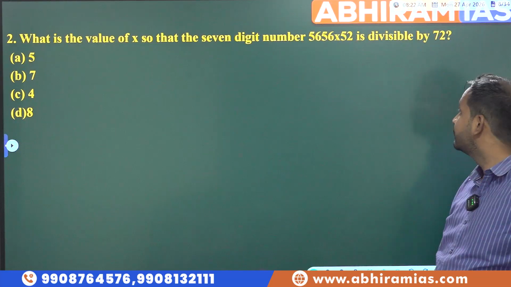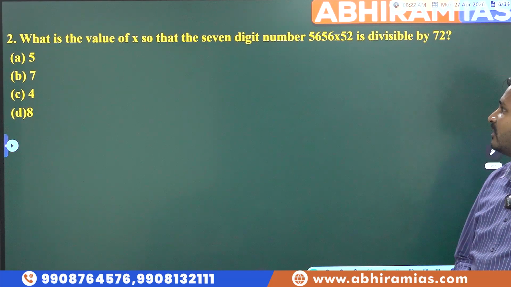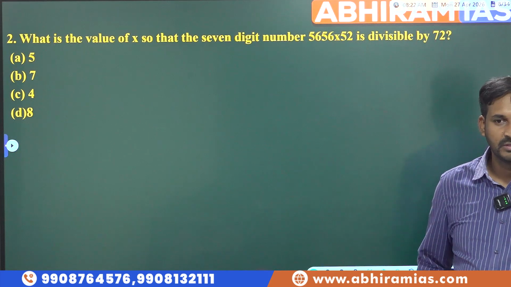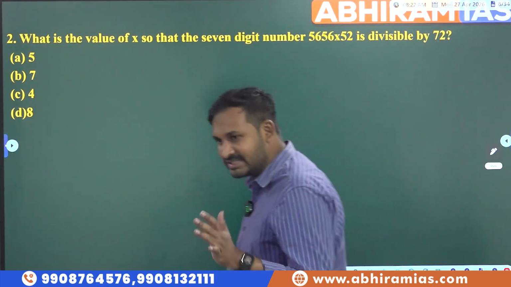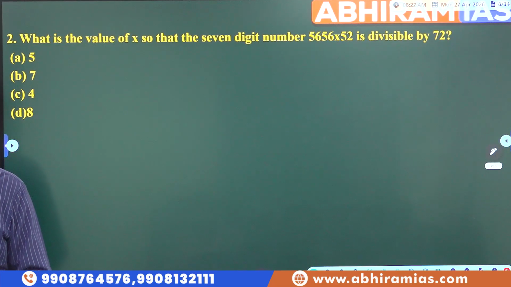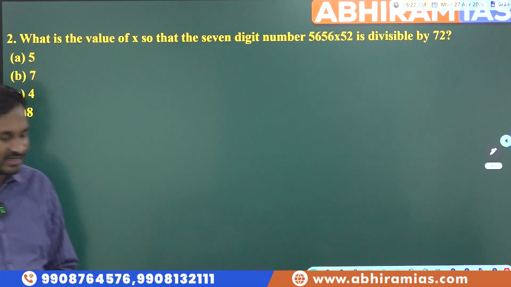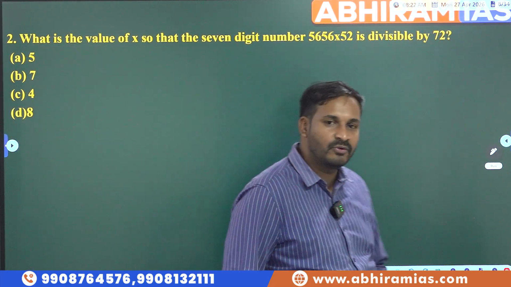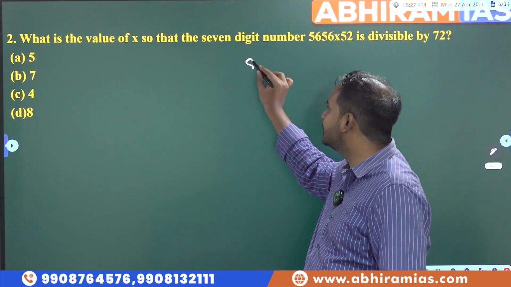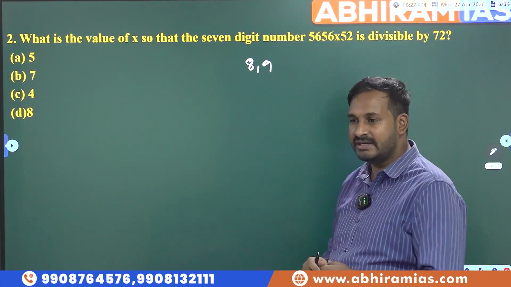Next, చూడండి. What is the value of x so that the 7-digit number is divisible by 72? 72 చూడగానే చాలా మంది ఆశలు చచ్చిపోతాయి అన్నమాట. 72 తో ఎట్లా చెక్ చేస్తాం అని. So 72 కి divisibility rule ఏంది? 9 and 8. Any number which is divisible by both 8 and 9 is divisible by 72. అంటే మీరు ఇండైరెక్ట్ గా ఇక్కడ చెక్ చేయాల్సింది ఏంది? 8 and 9 for us here.